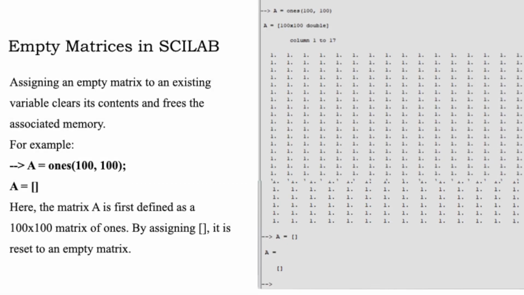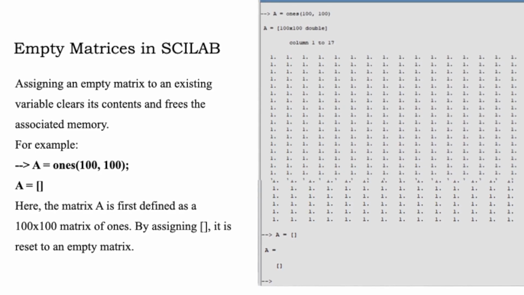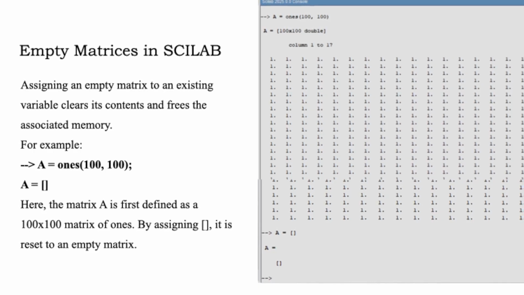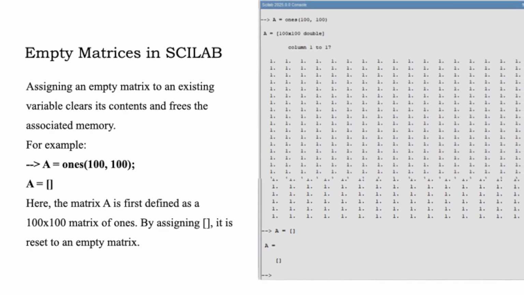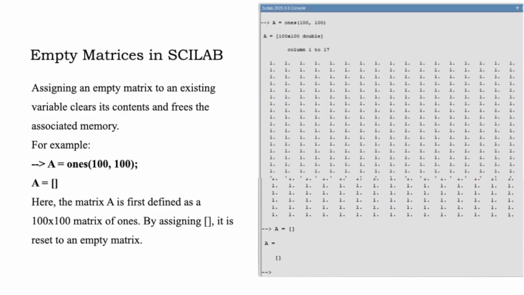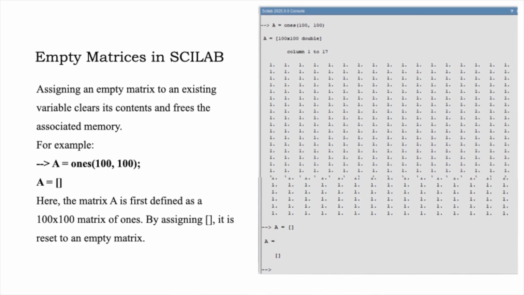Assigning an empty matrix to an existing variable clears its contents and frees the associated memory. For example, A = ones(100, 100), then A = []. Here the matrix A is first defined as a 100 by 100 matrix of ones. By assigning the empty square brackets, it is reset to an empty matrix.